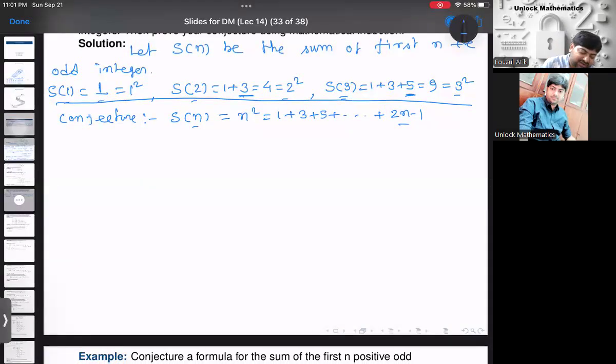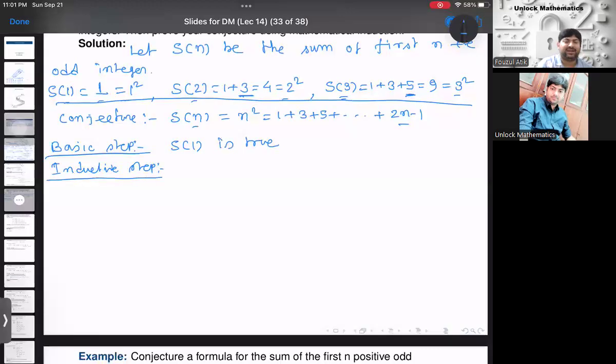Now the basic step is already done. Your basic step is S1, but S1 is already proved, that we have already done. S1 is true. Now you should do the inductive step. So how to prove the inductive step? You have to prove that Pk implies Pk plus 1. Right? So assume that Pk is true.